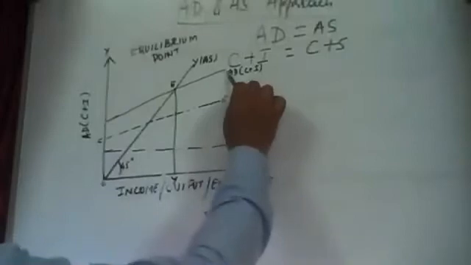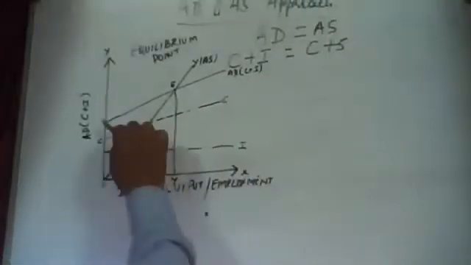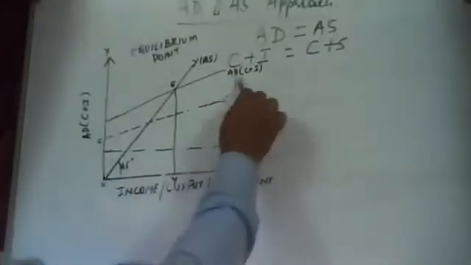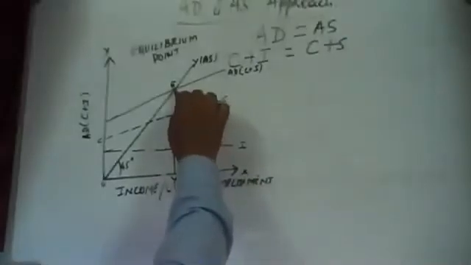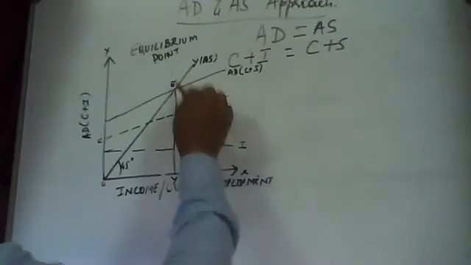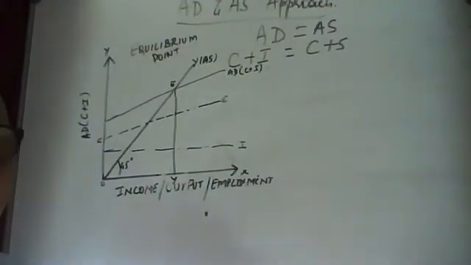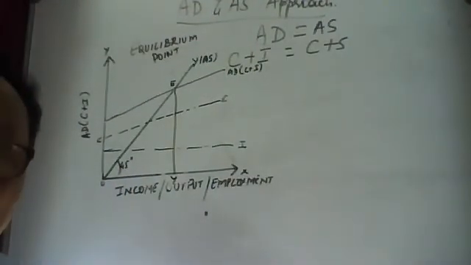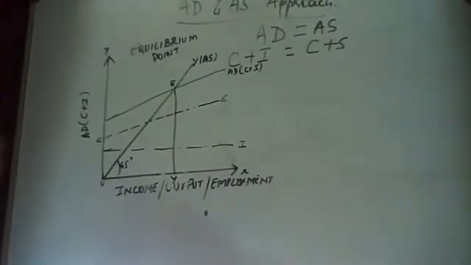So naturally this goes from here, somewhere up over here, above the C and I, and this is cutting the Y line or the aggregate supply line at this point over here, E. We call this point E, and this is the equilibrium point. So where AD equals AS, that is the equilibrium point.